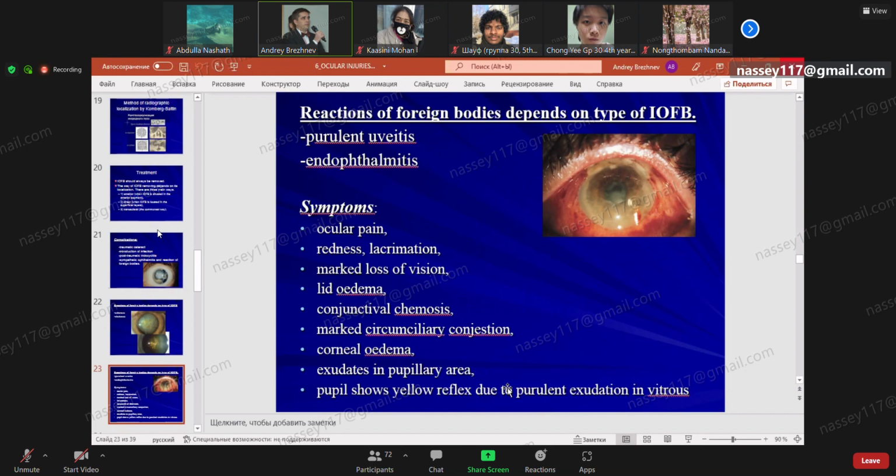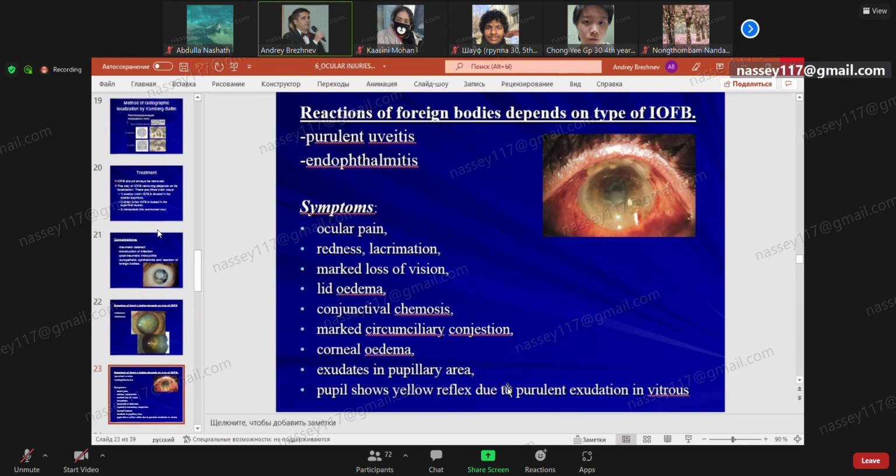Symptoms of endophthalmitis are ocular pain, redness of the eye, excessive lacrimation, and marked loss of vision. Additionally, we can see lid edema, conjunctival edema, called chemosis, and marked circumcorneal or circumciliary congestion. We discussed before, what does it mean? Dilation of the blood vessels.